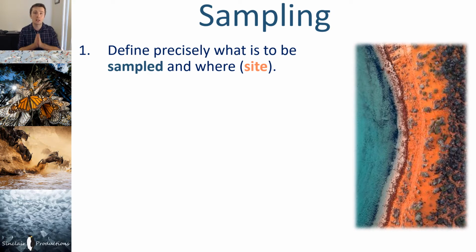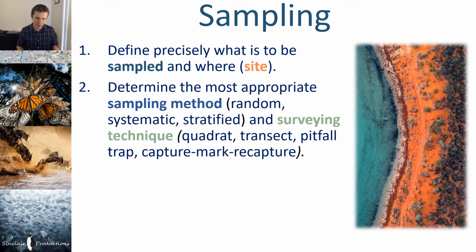So to start with, define precisely what is to be sampled and where. So think about what you might like to sample. Do you want to sample trees? Do you want to sample shrubs? Do you want to sample grasses? Are you sampling bugs or different mollusks on the intertidal zone? And then you need to figure out where that's going to be. So do you have a great site selection which enables you to conduct a large enough sample size? So that's the first thing you do.